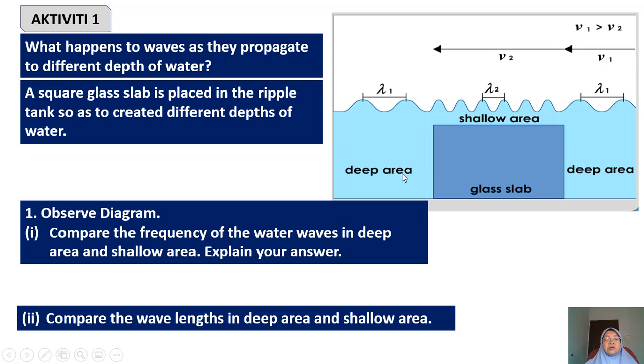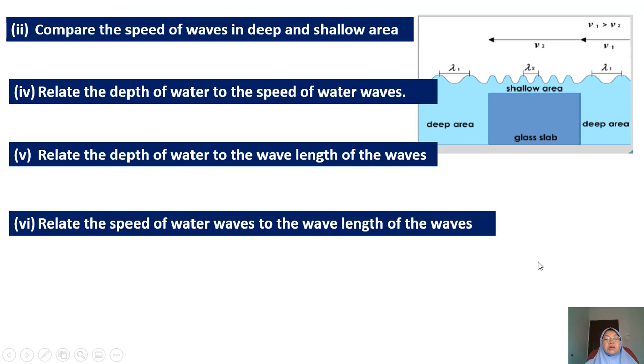Explain your answer. So the frequency is equal because we still use the same motor to vibrate the vibrator. Okay, compare the wavelength in deep area and shallow area. As we can see in this diagram, the wavelength lambda in deep area is longer than lambda in the shallow area. So deep area is bigger than shallow area. Compare the speed of wave in deep and shallow area. Okay, so the speed in deep area is faster than in shallow area.